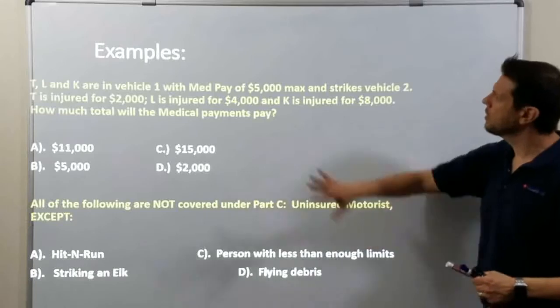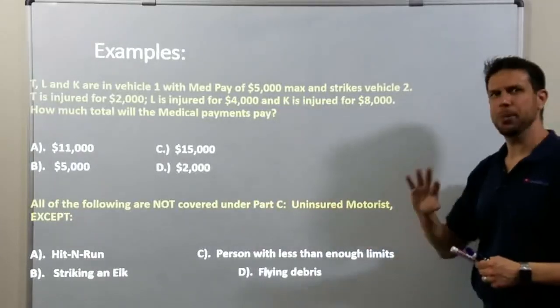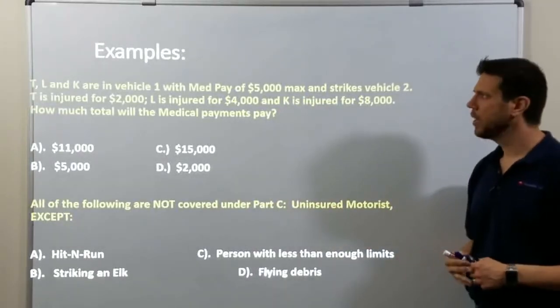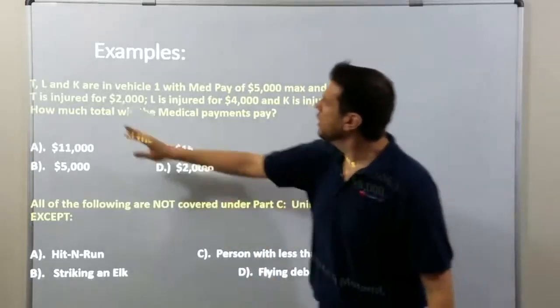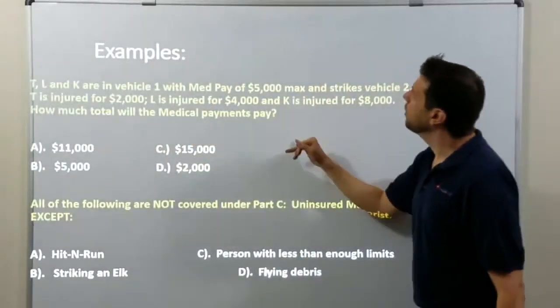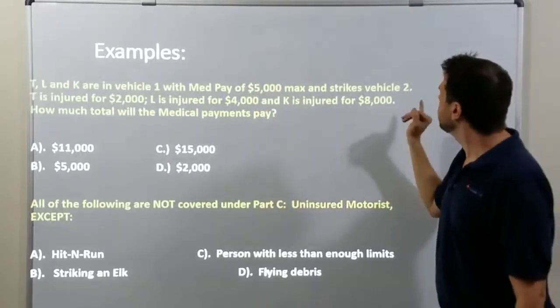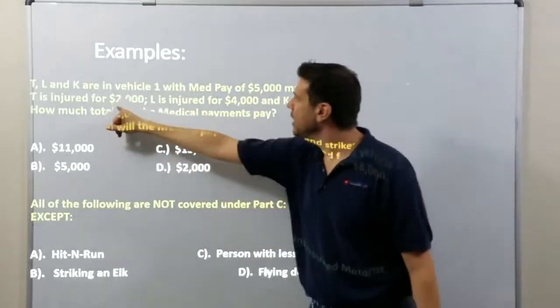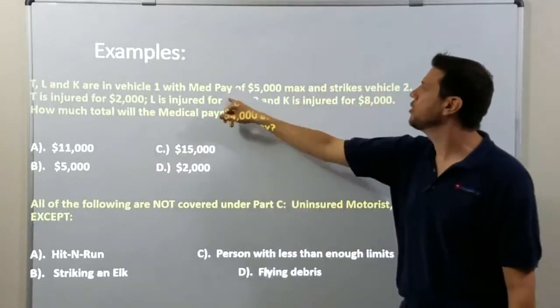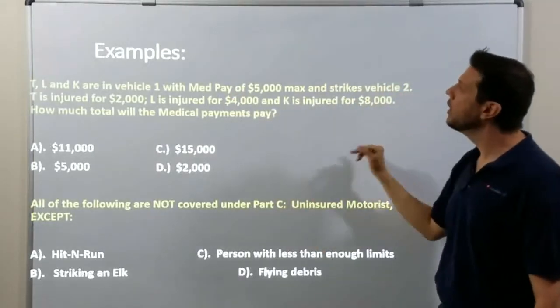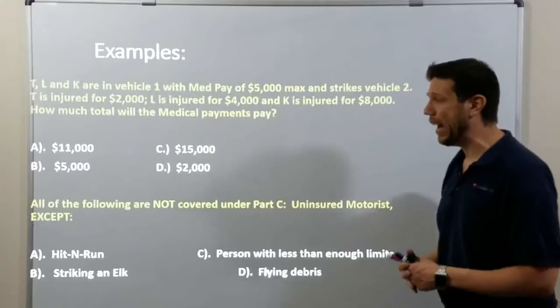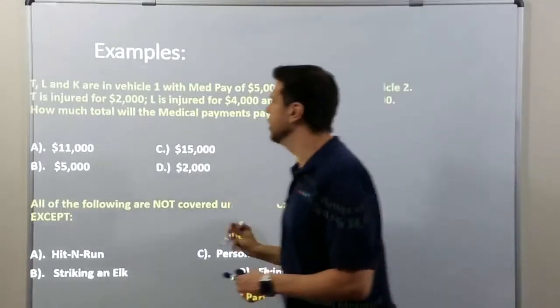So see if you can figure out this first one. You might have to pause the video. It says, T, L, and K are in vehicle 1 with medical payments of $5,000 max. Strikes vehicle 2. T is injured for $2,000, L is injured for $4,000, K is injured for $8,000. How much total will the policy pay out? And the answer is 11.